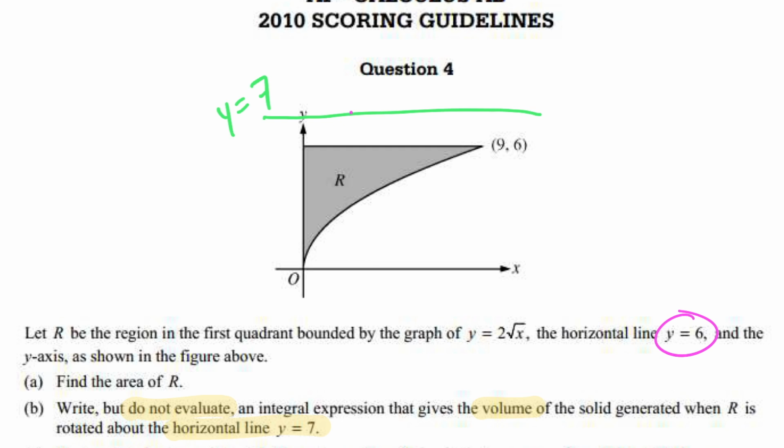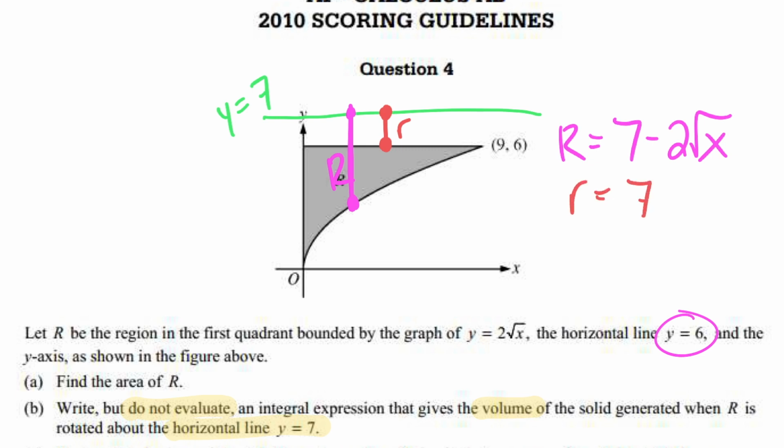So we're going to need to have a big R and a little r. So our big R is going to be the radius, the distance between the axis of revolution and the farthest curve. So that's going to be big R. And then little r is what we're taking away, so the empty space. So our big R is going to be top minus bottom. So 7 minus the curve, 2 square root of x. And little r is going to be top minus bottom, so 7 minus 6.